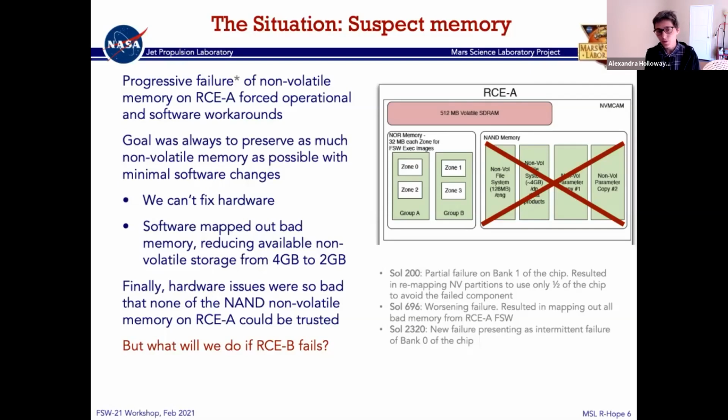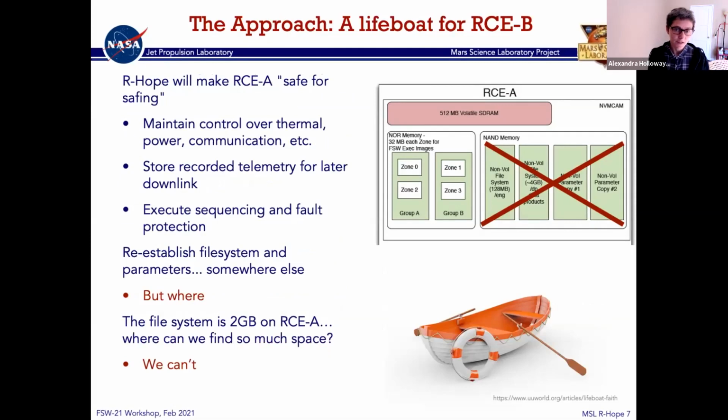So the question is, what if RCE-B fails? So let's say that we're on RCE-B, that's prime, something happens, we have to swap over to A, and we have no NAND memory. So that's the problem setup. Next slide, please. What we want to do is have a lifeboat for RCE-B. So RCE-A becomes the lifeboat for B if we have to swap from B to A. What we developed is something called R-HOPE.